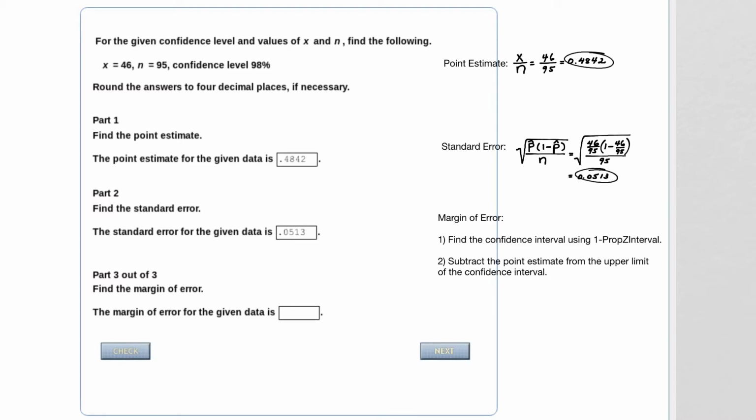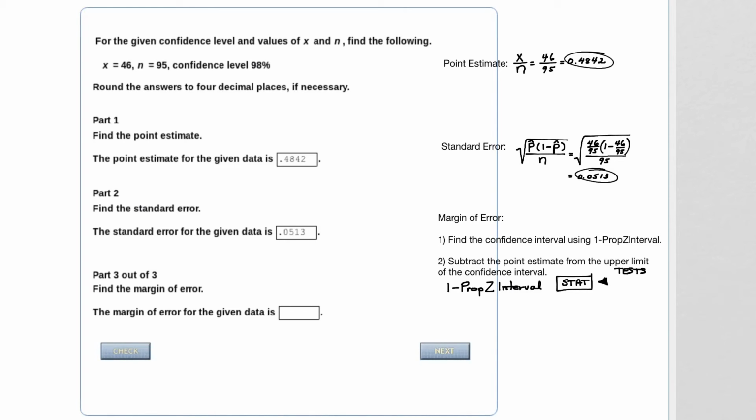So for one prop z interval, what do we have to enter? First of all, to get to one prop z interval, I'll press the stat key, and then I press the left arrow one time. Okay, so left arrow once, and this takes us to the tests menu. Okay, so we're in tests.